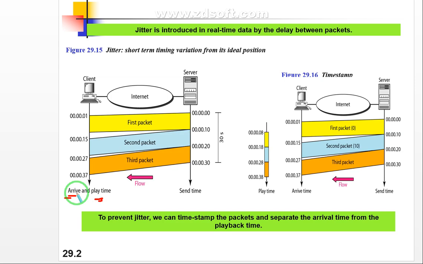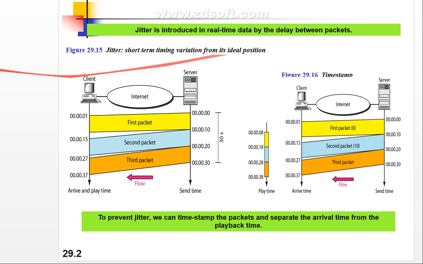So this can cause jitter. When we want to reduce the jitter, we will separate the arrival time and we will separate the play time. We will see now how it can be done. So now coming to the timestamp. If you can see the jitter definition, jitter is a short-term timing variation from its ideal position.